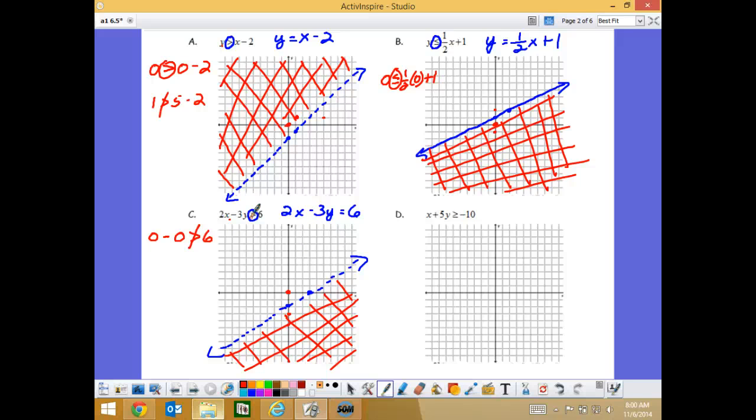And finally, D, another inequality in standard form. So we're going to graph the line x plus 5y equals -10 first. Taking out the y, we have x equals -10. Taking out the x, we have 5y equals -10, so y is -2. So then in this case, the kind of line that we have, since it's greater than or equal to, we're going to have a solid line.